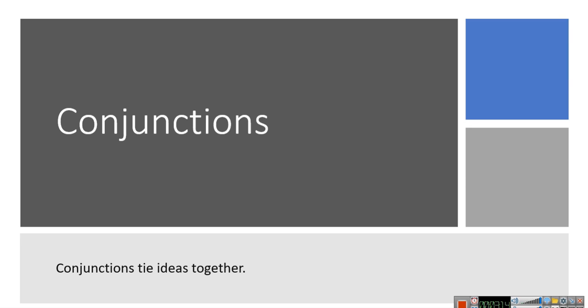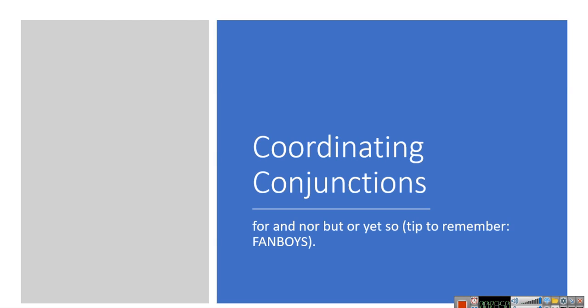So, for example, if I have, I like books and movies. I have object number 1 and object number 2. How do I tie this together? Well, with the and. This is a conjunction. It's allowing me to connect object number 1 with number 2. With conjunctions, we have coordinating conjunctions and subordinating conjunctions.